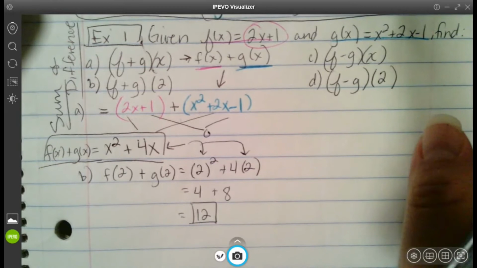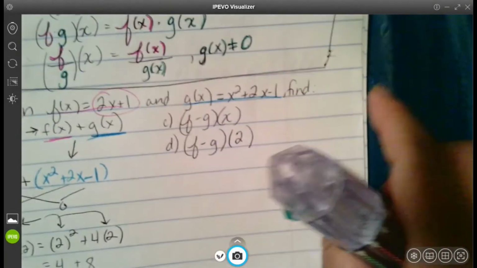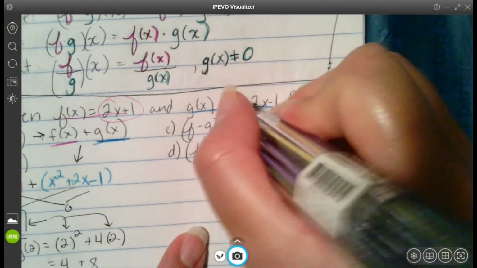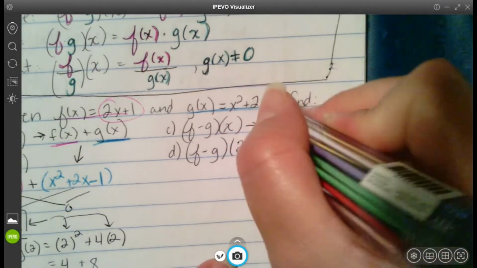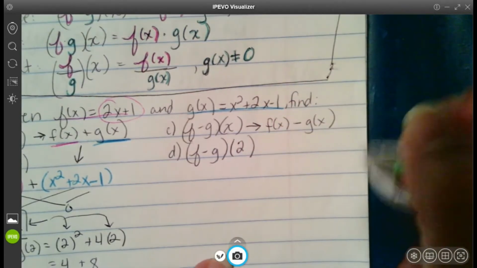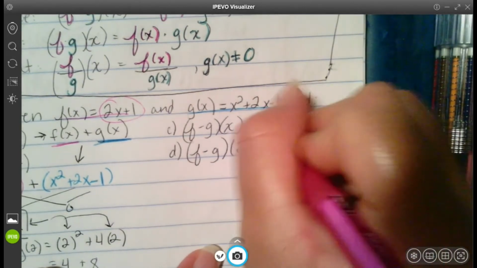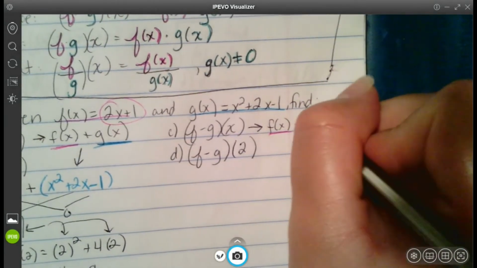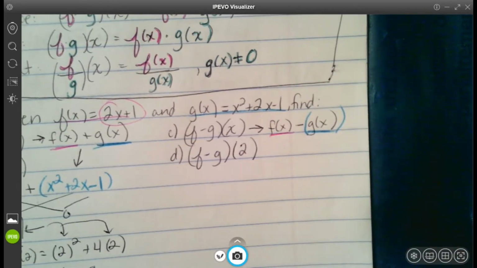Okay, let's try subtraction now. Subtraction is the same deal, except we do have a minus in the middle, which means we're going to have to distribute just a little bit. So be careful with this one because people do tend to forget. This is going to be f of x minus g of x. Same deal with the colors. So we have this minus this one. And I'm going to go ahead and put this in parentheses. This is kind of an extra step because we tend to forget the parentheses.